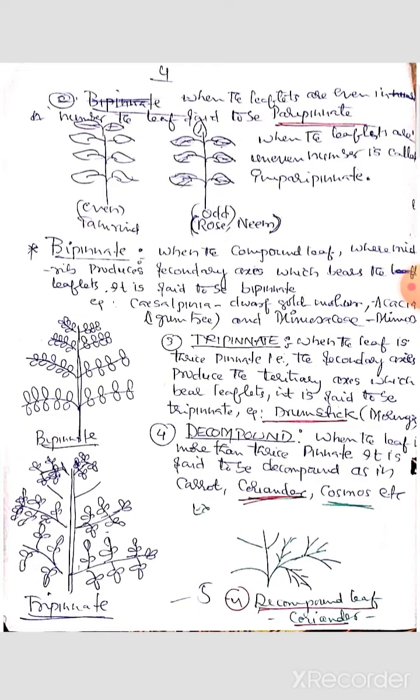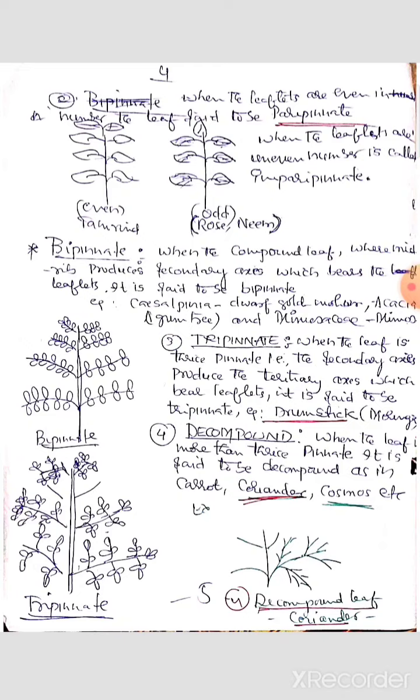that is called an uneven number or odd number of leaflets. When the leaflets arise in uneven number, it is called imparipinnate. This is called as unipinnate. Among the unipinnate there are two types, paripinnate and imparipinnate.